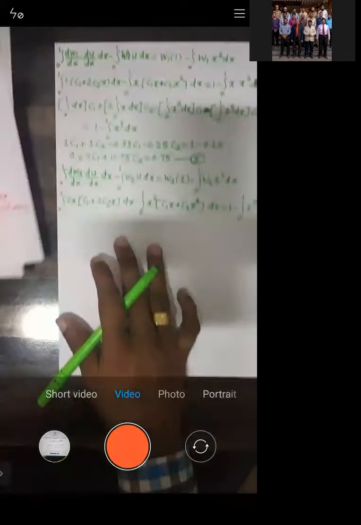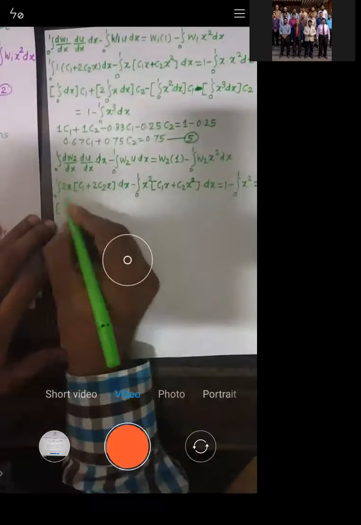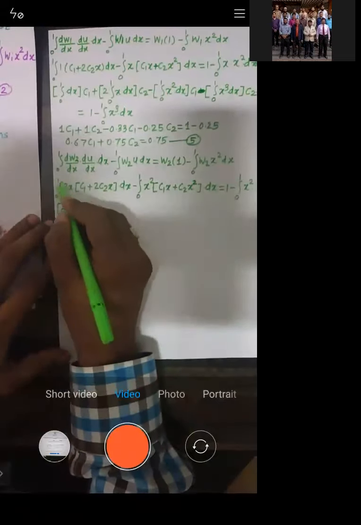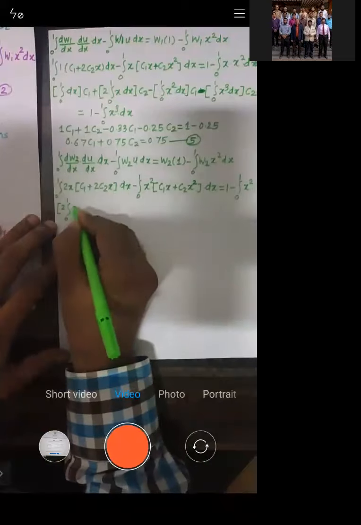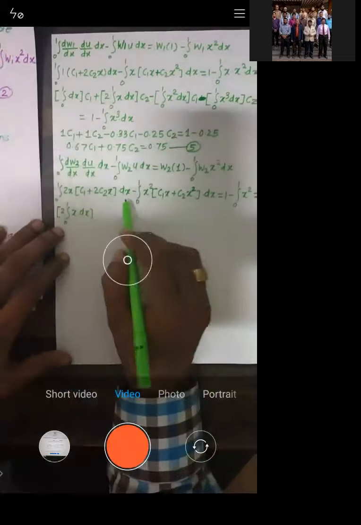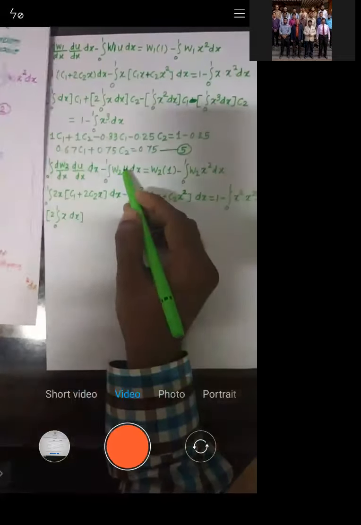Split it. Let us split it. So integration, see this 2, I will write down 2 into integration 0 to 1, 2 into integration 0 to 1 x dx. Tell me the previous step. This step. See only in this equation.